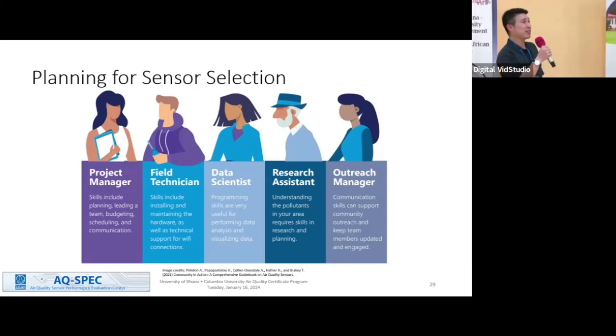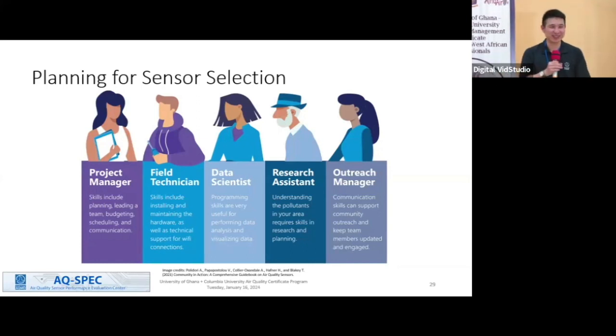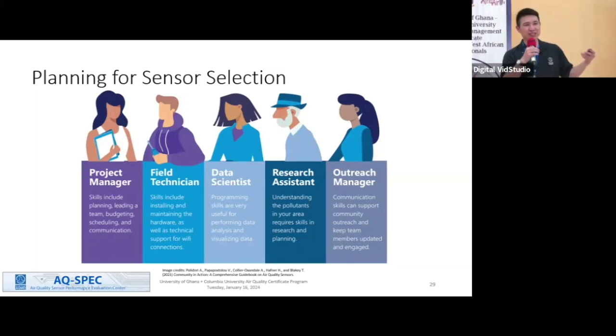And then finally, there should be someone who can play the outreach manager role, because whenever you're doing a community monitoring project, it's not enough to have brilliant scientists and money and sensors. You've got to have buy-in from the community, someone who can connect with the members so that they can feel comfortable having someone invade their space, putting devices there, tracking the air quality, making them feel like there's a good reason for the sensors to be there, and why this project would benefit them in any way.